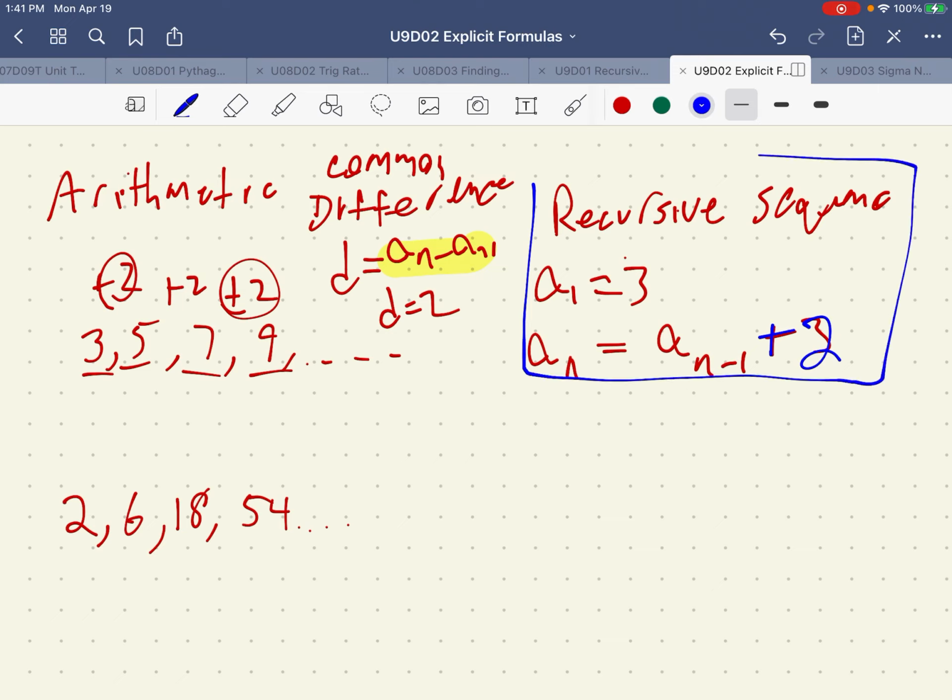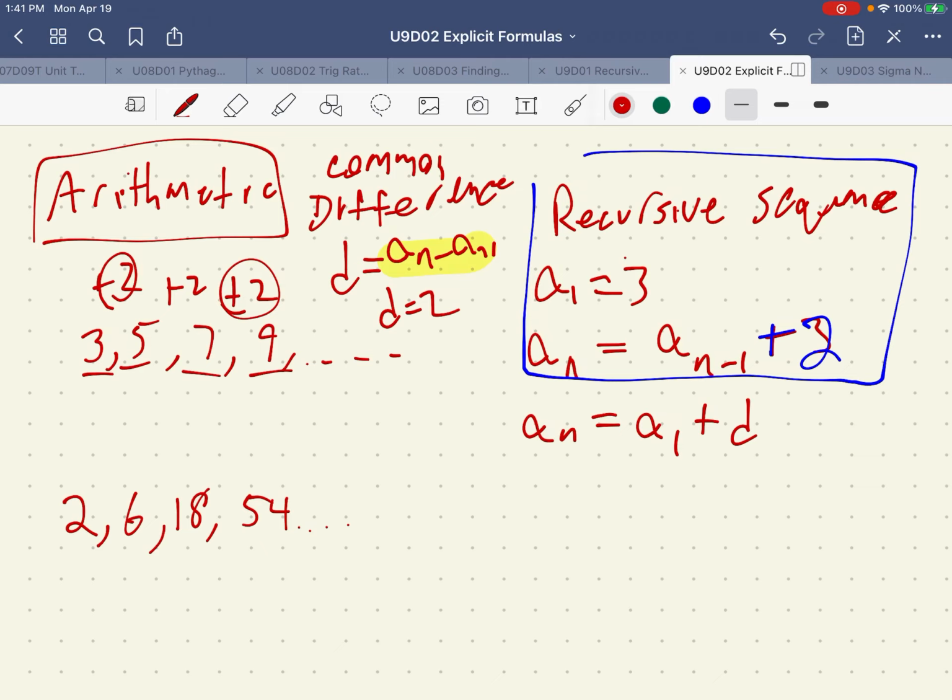So what we're going to do is write what's called an explicit rule. An explicit rule is a rule that can be used to find any term in the sequence by just plugging in the term number. And the way we're going to do that for an arithmetic sequence is using this rule. a_n is equal to whatever our first number is in the sequence plus our common difference times n minus 1. In other words, if I want to find the 150th term in the sequence, I don't have to go one number at a time until I find the 149th number and then add 2.